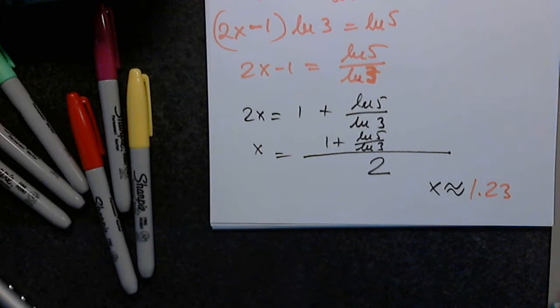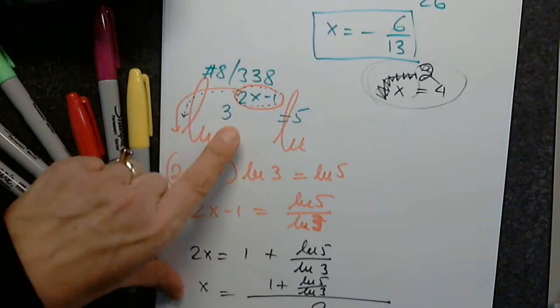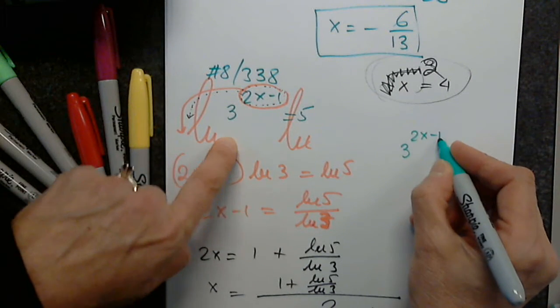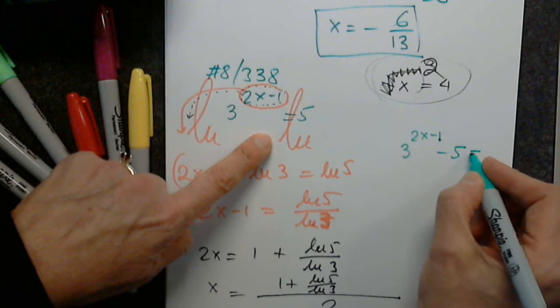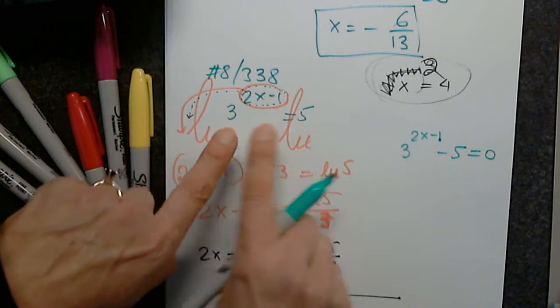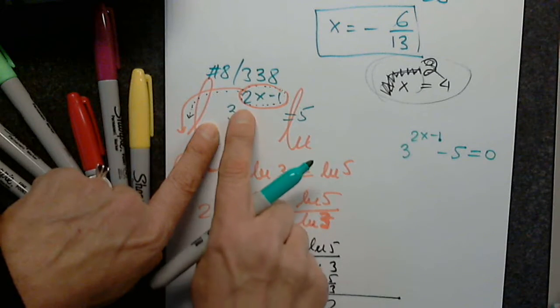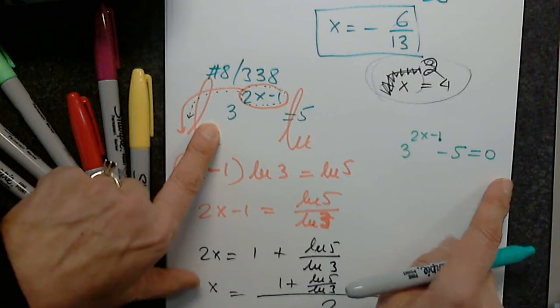So now how do I check my answer? What if I made a mistake? You can plug it in. Yes, here's how I plug it in. Let me show you how I plug it in. This is the original problem. 3 raised to 2x minus 1 minus 5 equals 0. It's the same thing if I check in 3 raised to 2x minus 1 equals 5, or in 3 raised to 2x minus 1 minus 5 equals 0. It's the same thing.